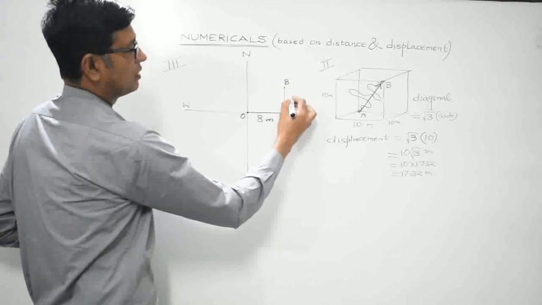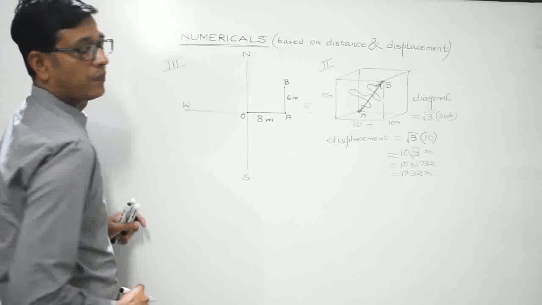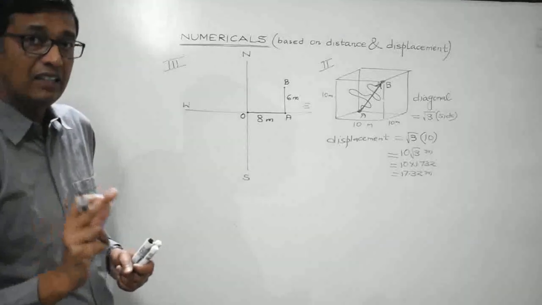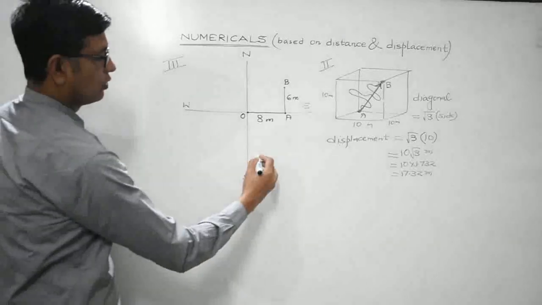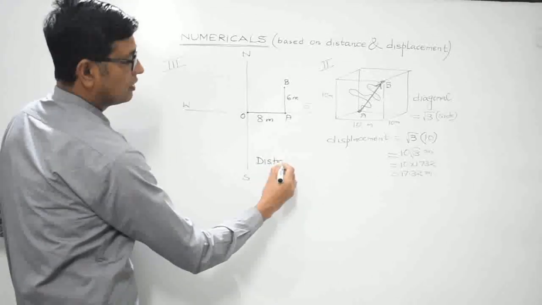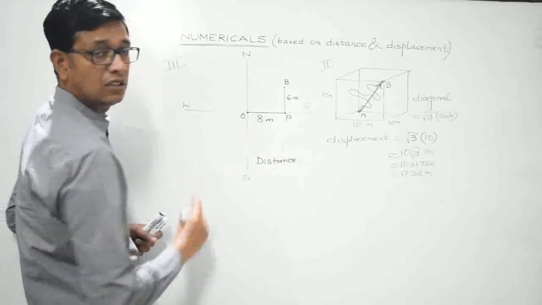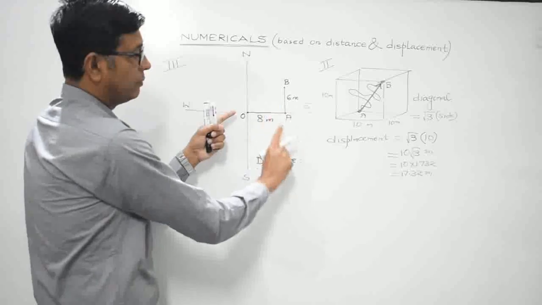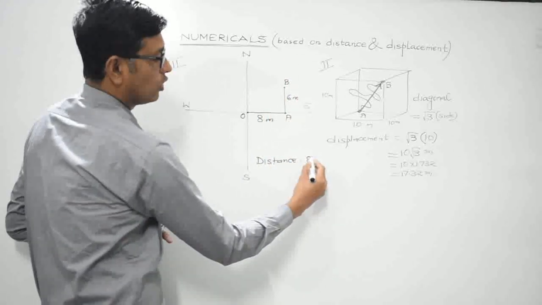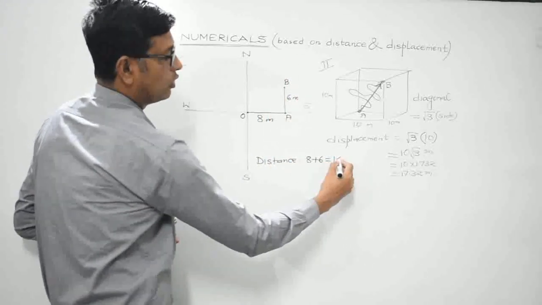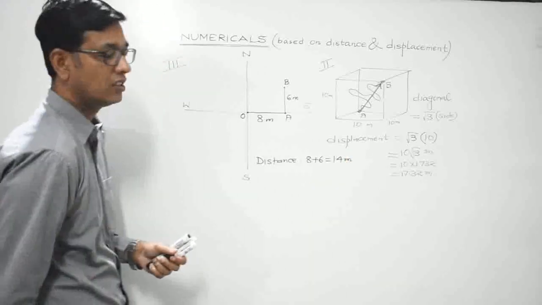So this is B, this is 6 meters. So what will be the distance and the displacement in this particular case? Obviously, distance is the length of the actual path covered, which will be 8 plus 6. So it will be equal to 14 meters, isn't it?